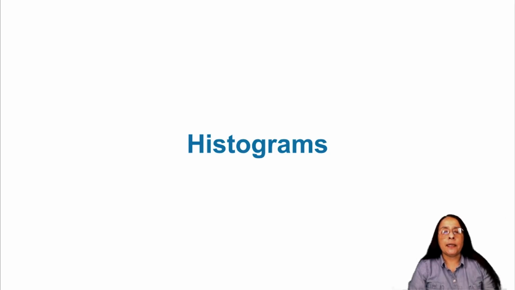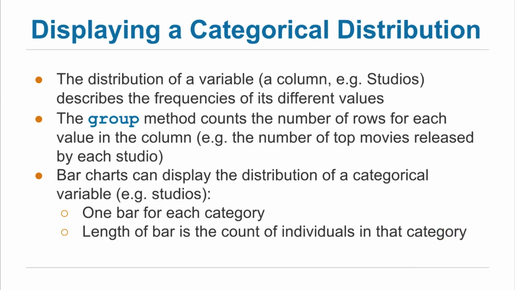We're now going to study how to display the distribution of a numerical variable. Before we do that, let's recap how to display the distribution of a categorical variable. A distribution consists of two connected lists, the distinct values of your variable, and the frequencies of all those different values. We use the group method to count the number of individuals in each category. In our example, it was the number of movies released by each studio. And then we used a bar chart to visualize.